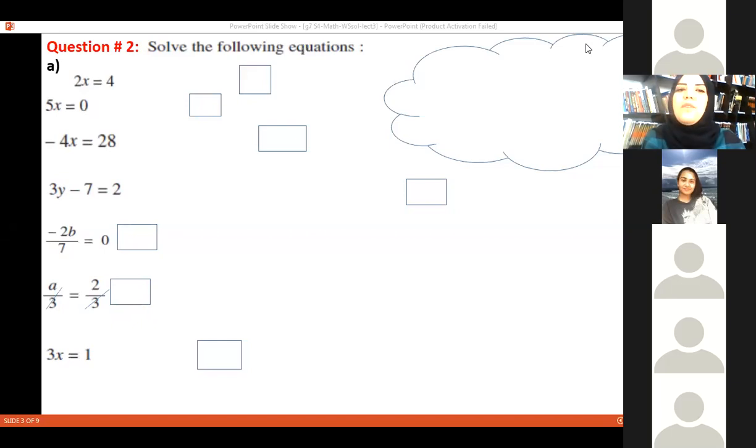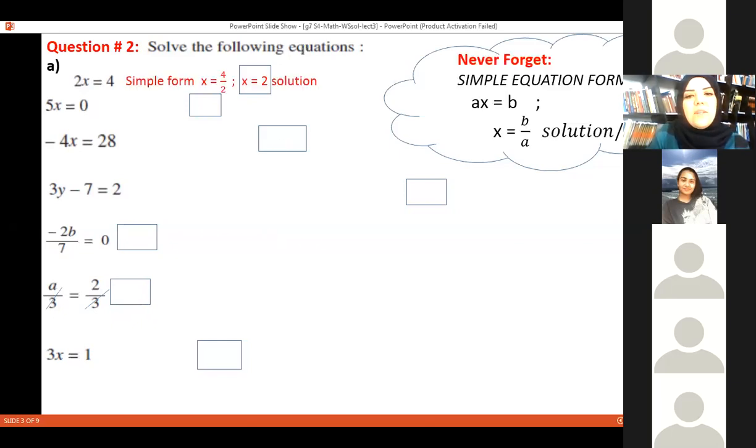Yes, Kareem. Solve the first one. x equals 4 over 2 equals 2. Excellent. So for the first one we do x equals 4 over 2 and then x equals 2. The second one, 5x equals 0. Who wants to do it?